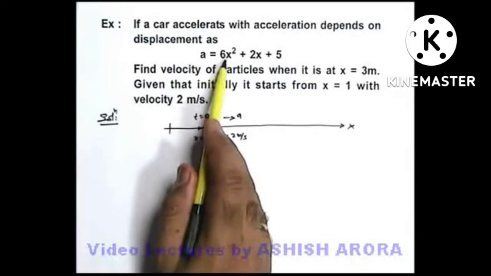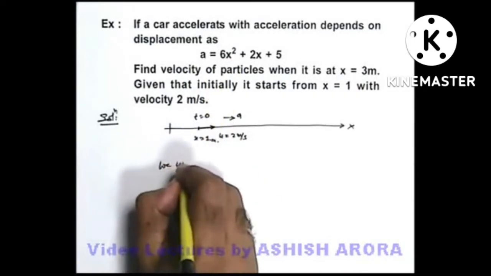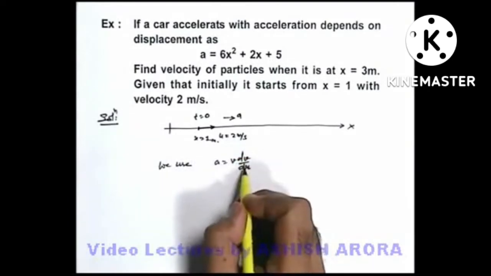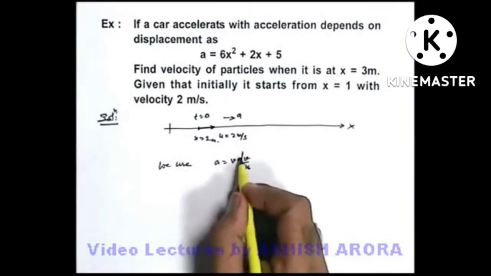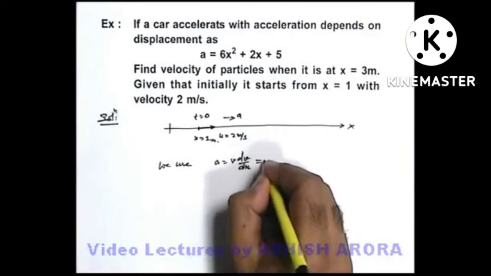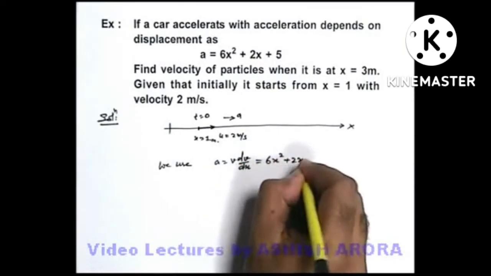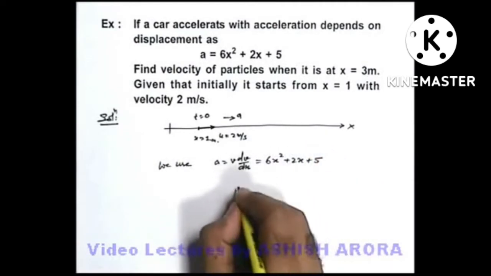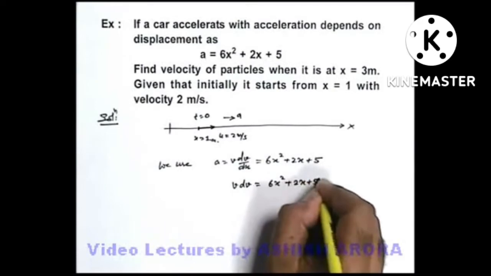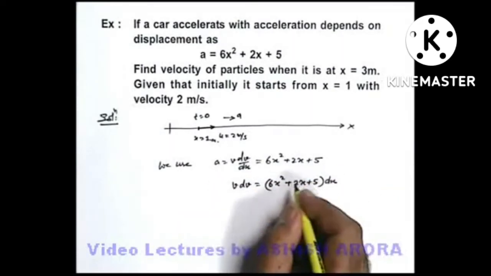We can see that acceleration is given in terms of x. So here we use a equals v dv by dx. If acceleration is given as a function of time, then we use acceleration as dv by dt. Here it is given in terms of x, so we are using v dv by dx. It is 6x square plus 2x plus 5. Further we can write v dv equals 6x square plus 2x plus 5 into dx after variable separation.